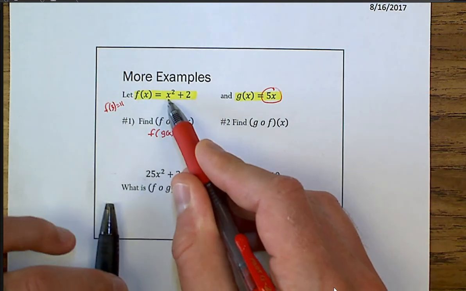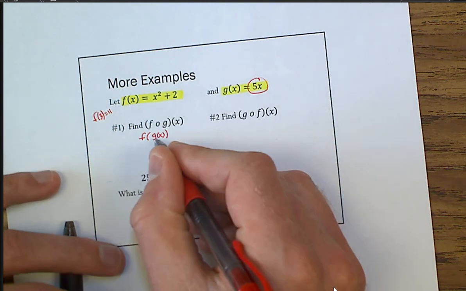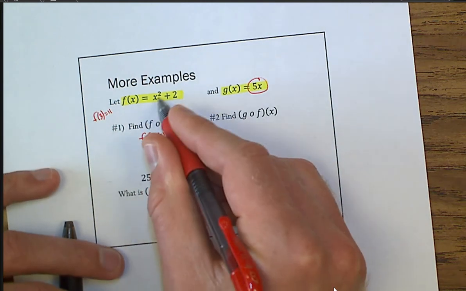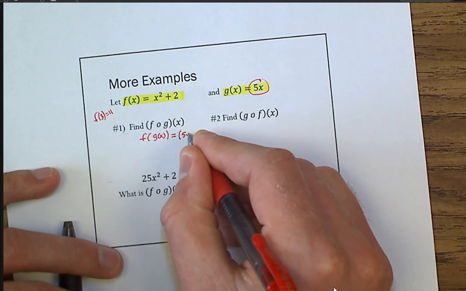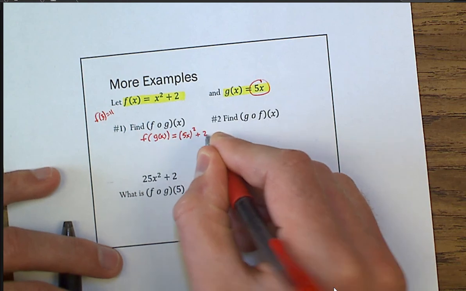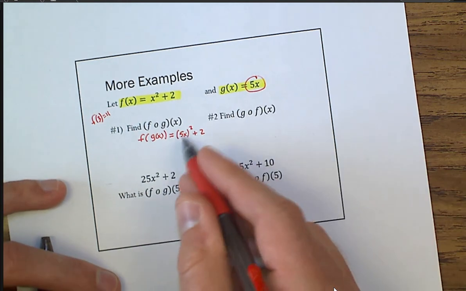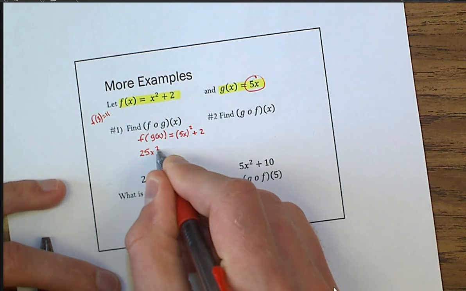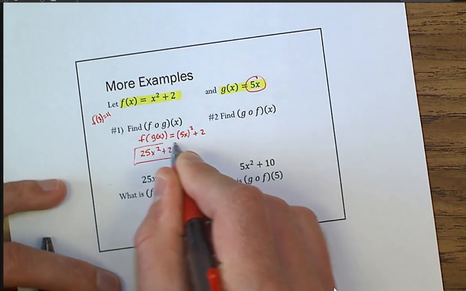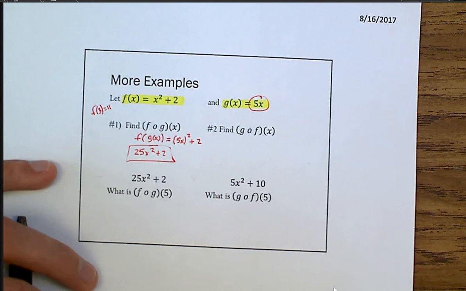So it would look like this. F of g of x would equal, instead of x squared, you're going to plug in the 5x into the x function, so it would be 5x squared plus 2. And you would simplify that. 5x squared would be 25x squared plus 2. That's a very basic composite function.